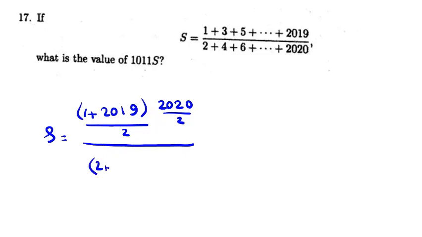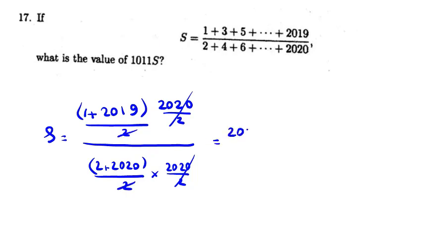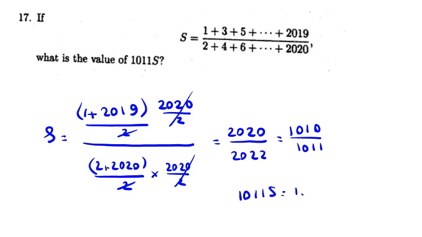This one again, first one plus last one over 2 times the number of them. It's 20 over 2. So we can cancel 20 over 2 from both numerator and denominator. Here also we can cancel these two. So it will be 20 over 2022. If we divide both numerator and denominator by 10, it will be 1011. So 1011 times s equals 1010. So the answer is equal to 1010.